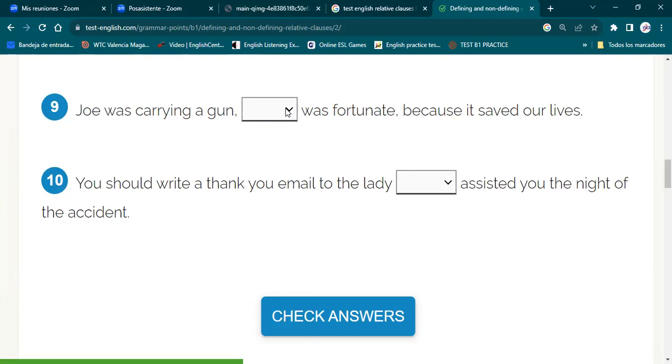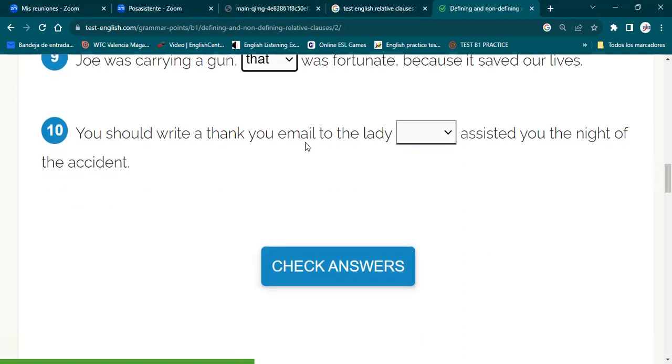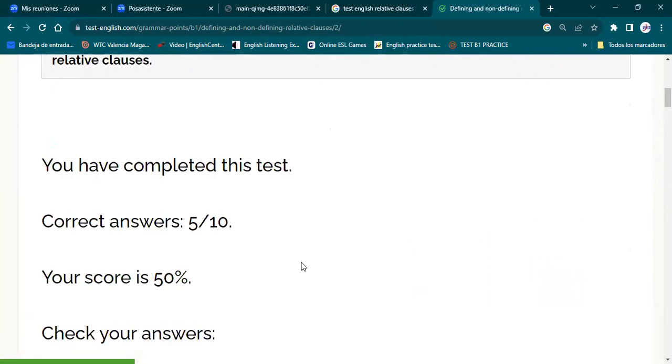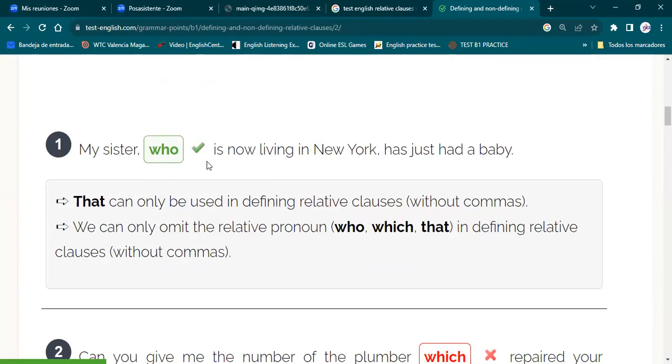Eduardo, Joe was carrying a gun that was fortunate because it saved our life. That was fortunate, nothing, or which was fortunate? That. Guido, you should write a thank you email to the lady who or nothing assisted you the night of the accident. I'm talking about the lady. Who? Okay. Who is now living?